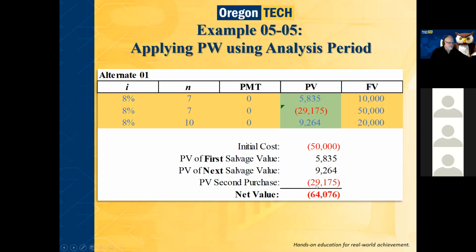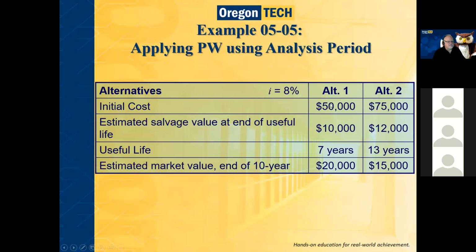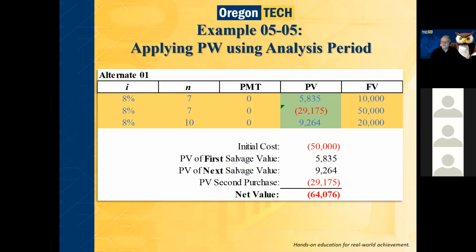Now then you're going to have to buy a new machine after 7 years, because remember, you got to have it last 10. You only make it last 10 is buy a new one. Okay, so you buy a new one for $29,000, because the present value of $50,000 in 7 years is $29,000 today. Say it again. This $29,175 is the new machine that has to be purchased for alternative 1 at the end of 7 years, because you're demanding it have a 10-year life.